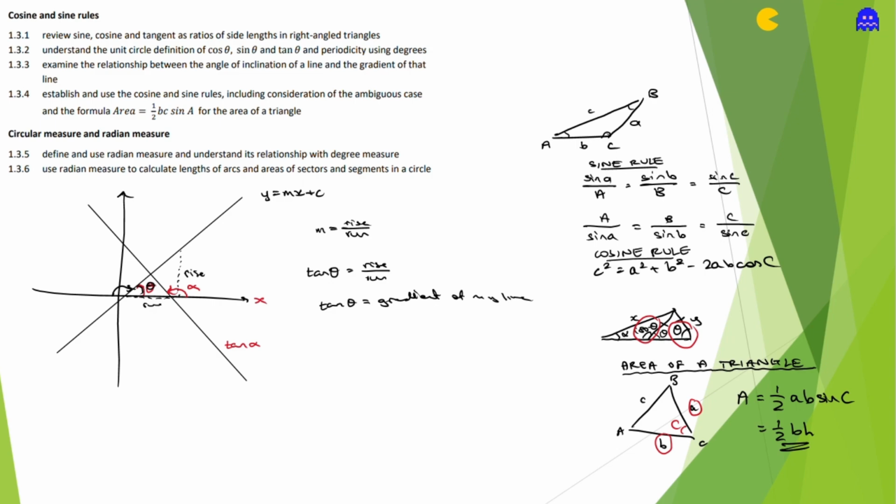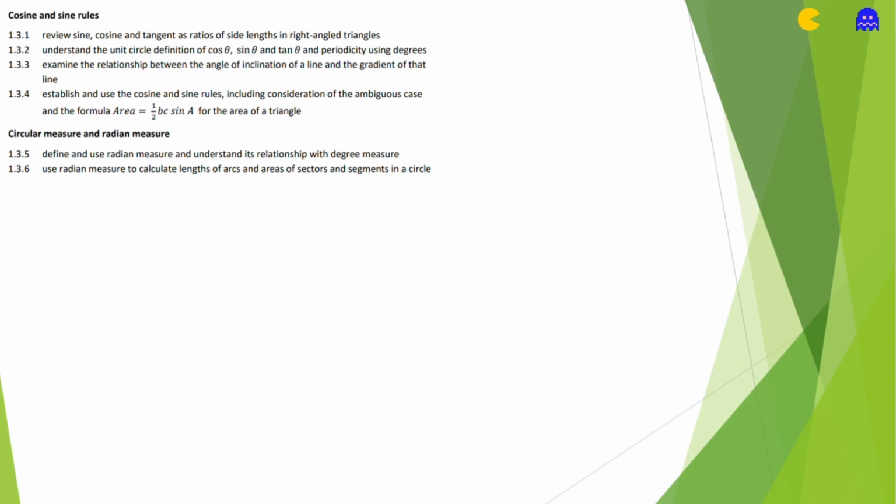Okay, next thing we're going to go over, this is an entirely new topic now. We are moving on to circular measure and radian measure. And so the first thing I want to do is define radian measure and understand its relationship with degree measurement.